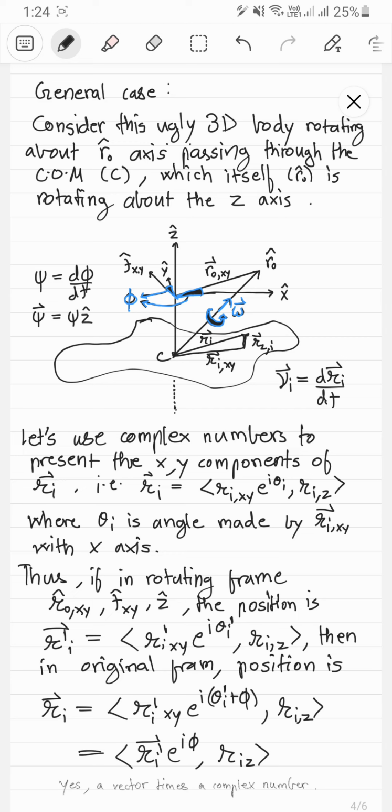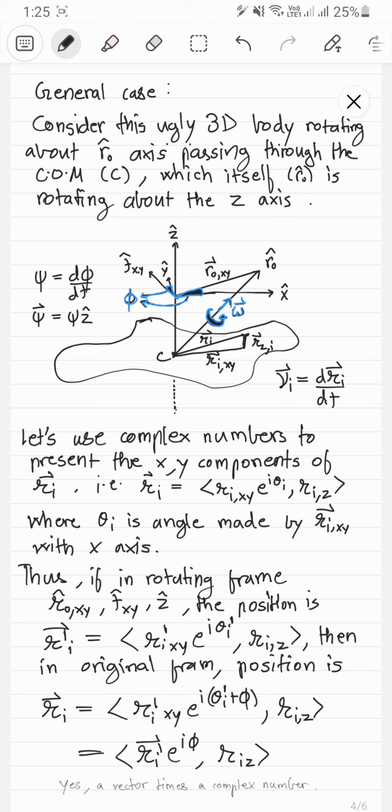Yes, so the Ri vector can be decomposed into a z component and an xy component. Now the xy component will further be decomposed into an x component and y component, but collectively, if we use the Argand plane for the xy plane, we can just write that as Ri xy e power i theta i. So theta i is just for that particular ith particle. So you have this thing.